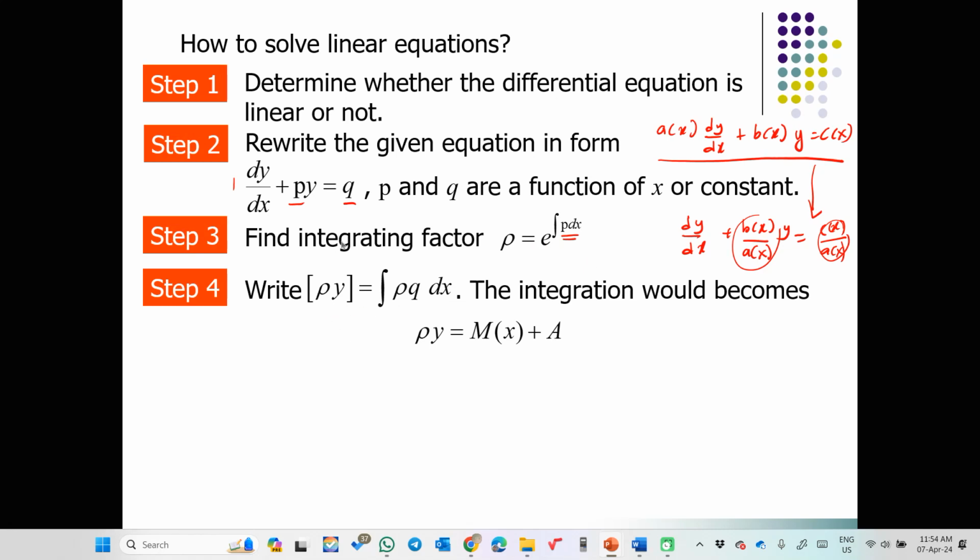Then for the left hand side, we just let it be as rho y. But for the right hand side, this is the integration of rho Q dx. So we integrate the right hand side, and we have the solution, plus a constant.